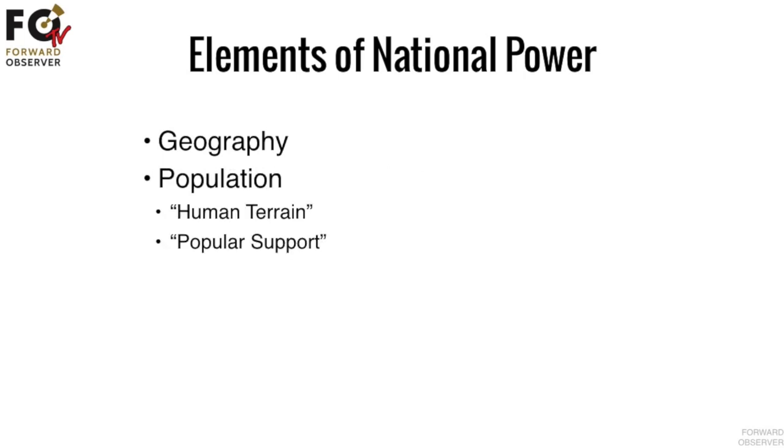Next is population. What are your state's population and demographic trends? There's a concept called the human terrain, and it's far more than race and ethnicity and gender. It's attitudes and beliefs of the people. It's the culture, history, outlook, and opinions, lots of other factors. And all these things are important to understand, especially with regard to soft power, because popular opinion matters.